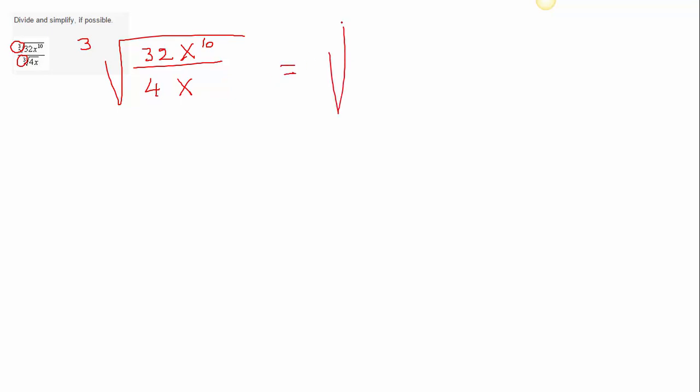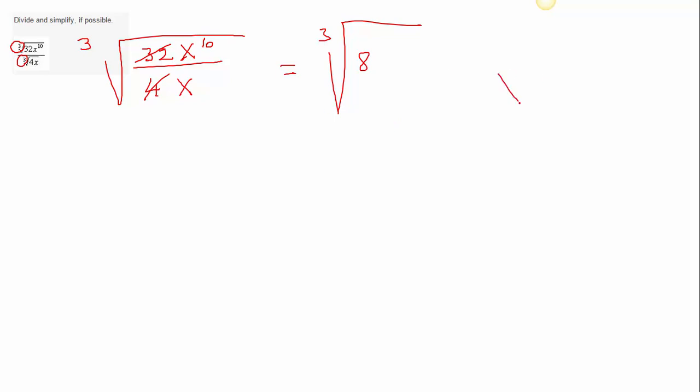Divide and simplify if possible. Since these two have the same index 3, I can put them under the same radical. That would be the best way to start this problem. Cube root of 32x^10 divided by 4x. Now I can simplify the inside the radical. So let's go back and write cube root. What is 32 divided by 4? 8 times 4, 32. So that would be 8.